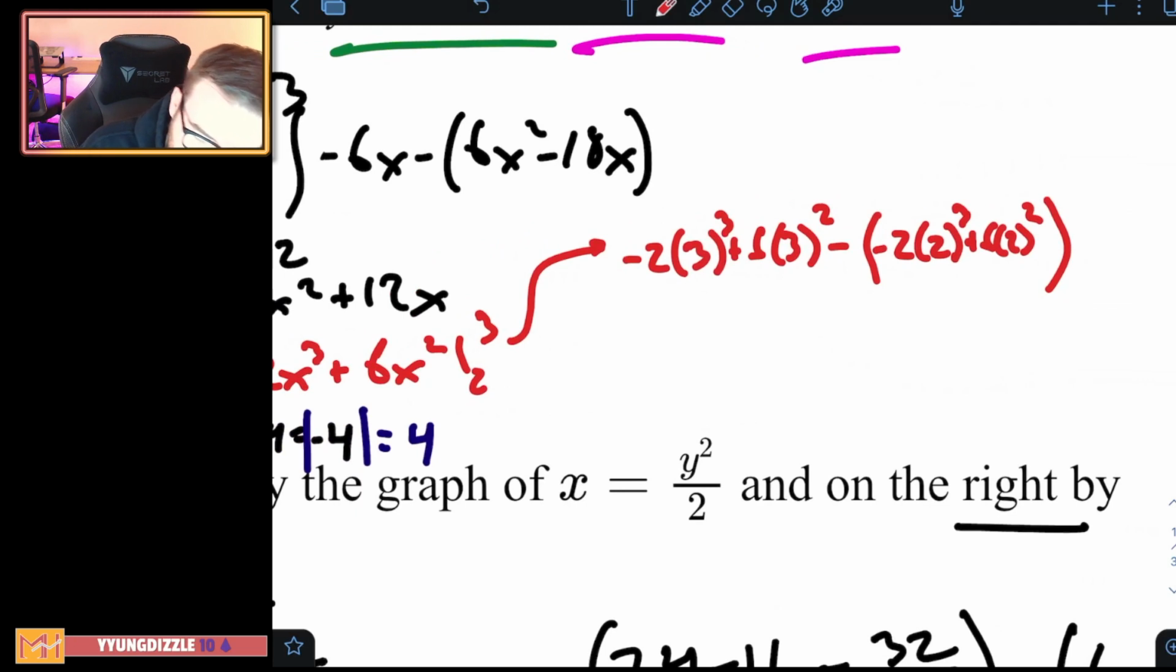I have some room, so honestly, I don't need to do it all in my head. This is going to be 27. This is negative 54 plus, this is what? 3 squared is 9. 9 times 6, that's a positive 54. Interesting. I wonder why that happened.